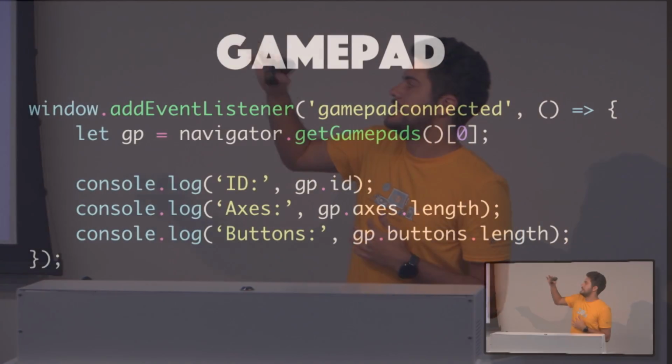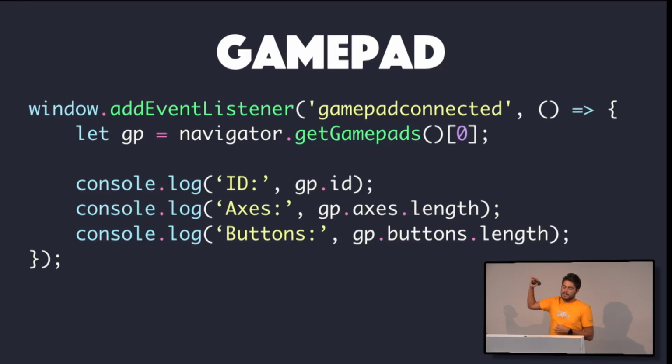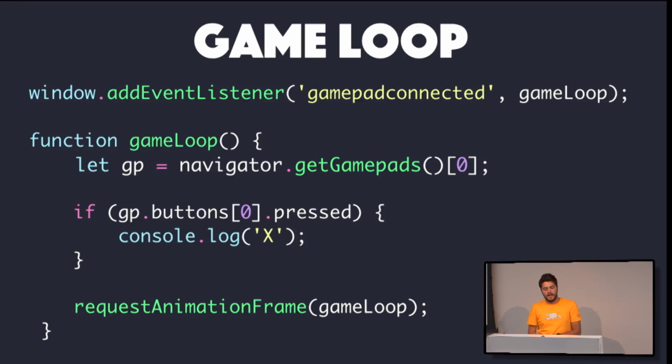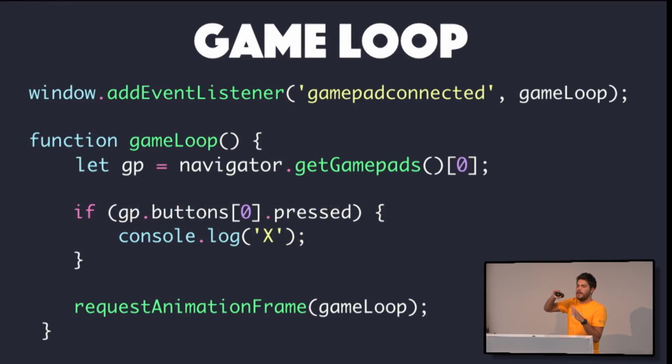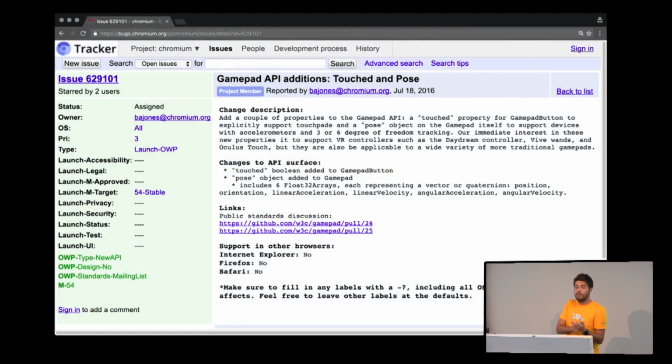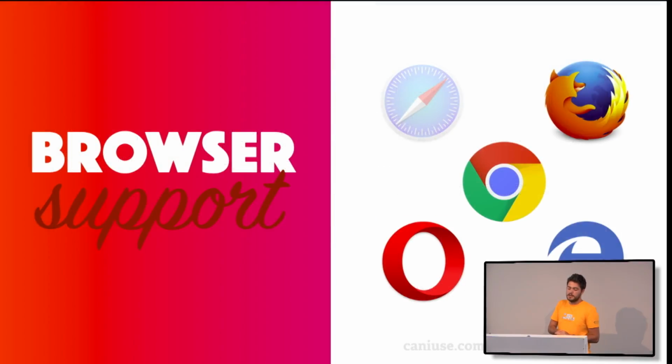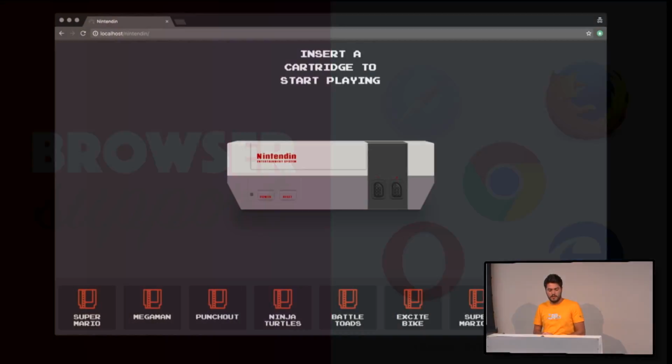You can listen to the gamepad connected event, and then you can get information on how many game controllers you have connected to your computer. Then you can get its ID, how many buttons it has and all that. The way it works, you first need to listen for the gamepad connected event, and after that you need to use requestAnimationFrame in order to detect the buttons. The cool thing about this API is that they are now adding support for WebVR controllers and also touch-based devices. So the browser support is actually good, and let me show you something.